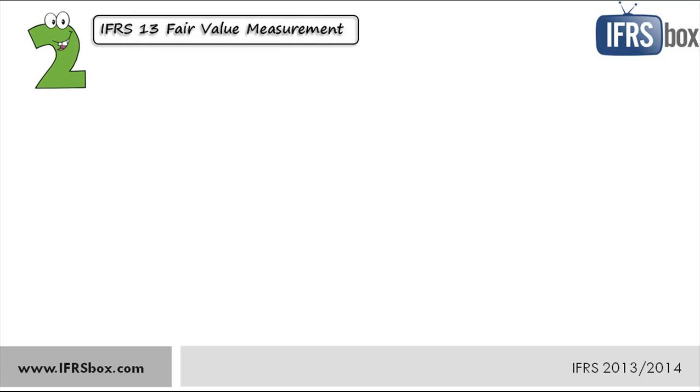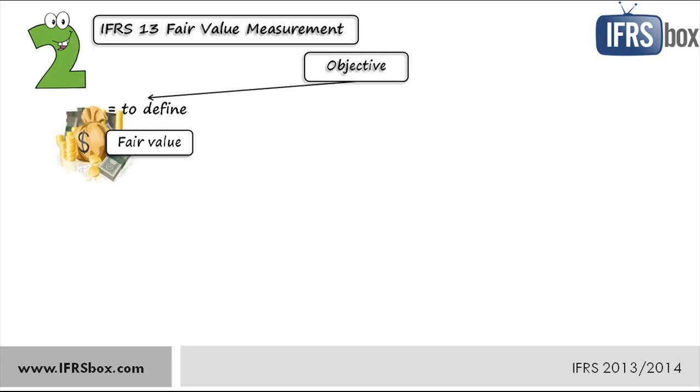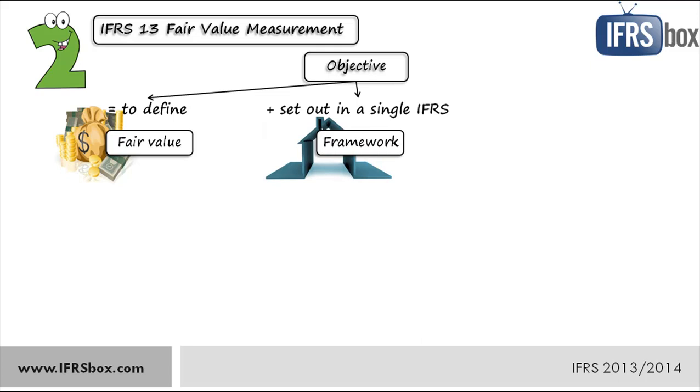Another big change in IFRS is the new standard IFRS 13 fair value measurement. Before this standard, the guidance on fair value was spread throughout all the standards and it was often conflicting. IFRS 13 is valid for the period starting 1st January 2013, and its main objective is to define what the fair value is, then to set out a framework for measuring the fair value and to require disclosure about fair value measurement.